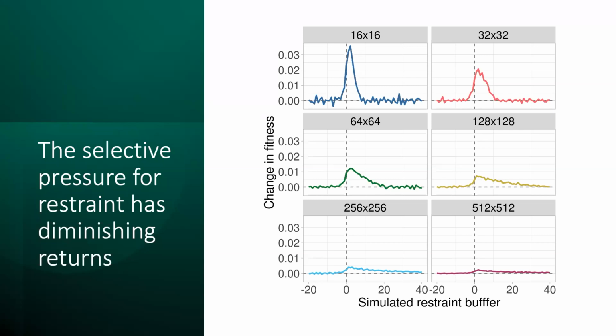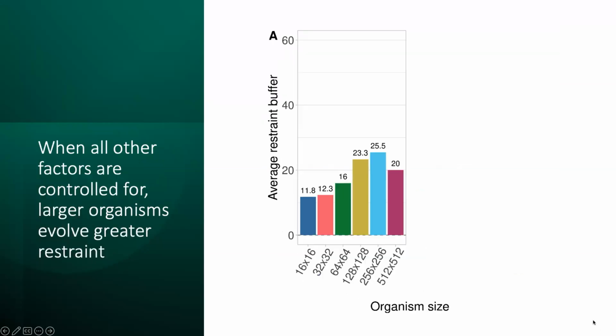quickly diminishes. Organisms' buffer is high enough that unrestrained cells never appear during its lifetime. Larger organisms have a smaller initial spike, but given that they experience more cell divisions in their lifetime, this saturation point occurs at larger restraint buffer values. Thus, selective pressure persists to much higher restraint levels in larger organisms.